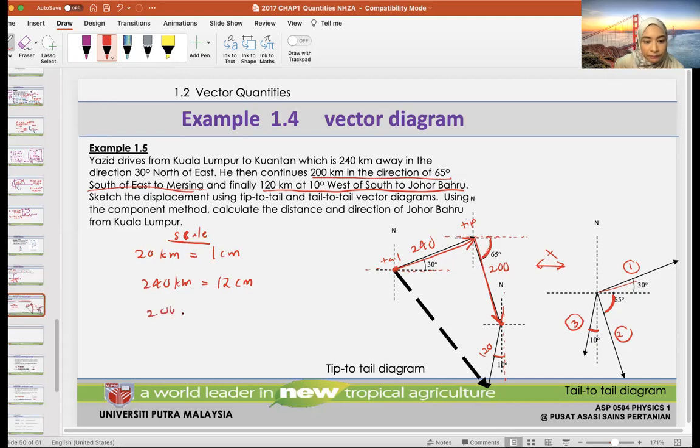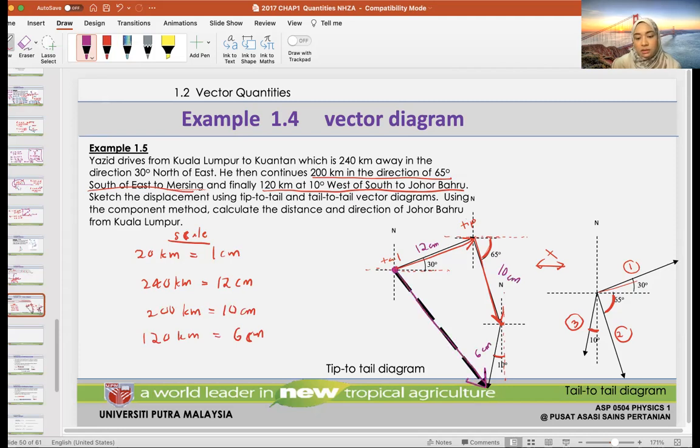200 kilometer, you draw 10 centimeter. And then for the 120, you draw 6 centimeter. Okay, 6. Okay, so on paper, using your ruler, you will have to draw a line that is 12 centimeter in length over here, and then 10 centimeter in length over here, and 6 centimeter in length over here. And then your resultant is from the initial to the end.